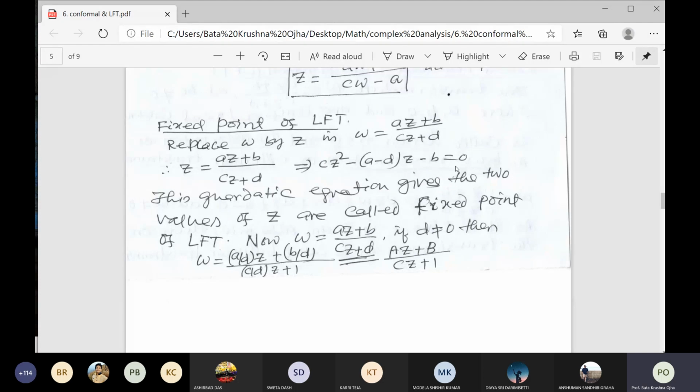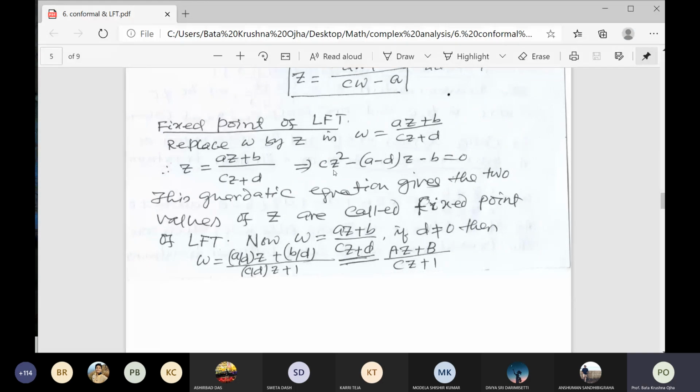Since it's a quadratic equation, every quadratic equation has at most two roots or two zeros. Every quadratic equation ax square plus bx plus c is equal to 0, if you solve that equation, x is equal to minus b plus or minus square root of b square minus 4ac, by 2a. That means it will give at most two roots. If you solve these equations, you will find only two values of z. These two values of z are called the fixed points of the LFT.